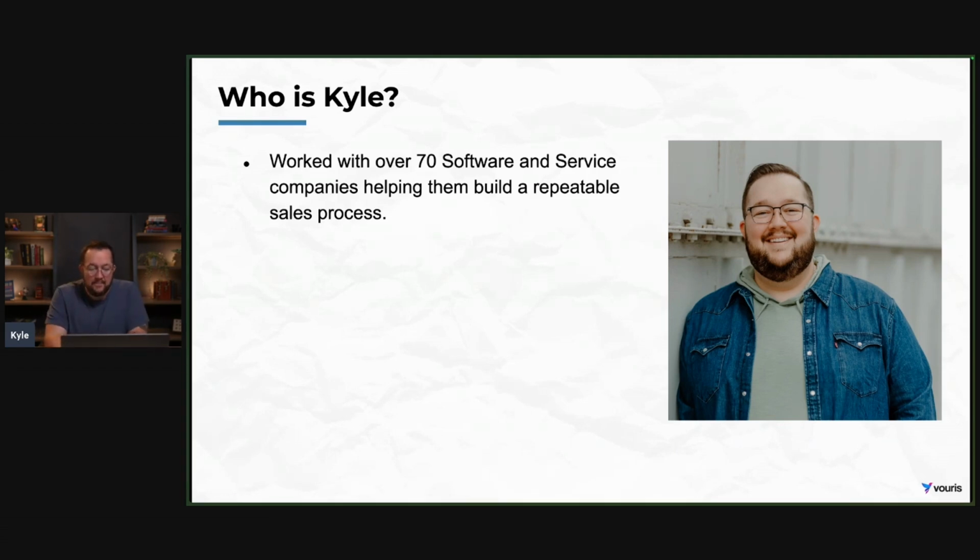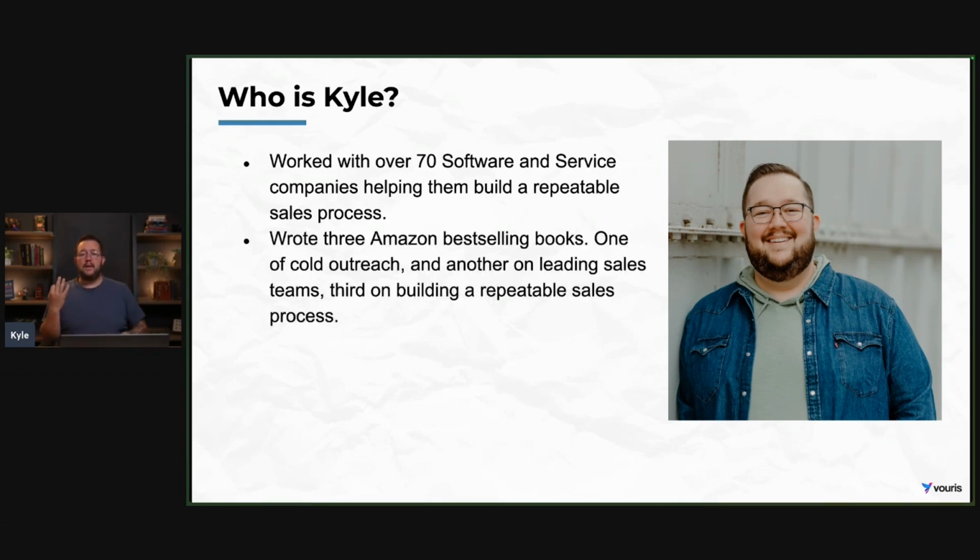We'll see. Okay. Second thing here is I've written 3 Amazon best-selling books. One is on cold outreach, called Cold to Committed. The other is on building sales development functions, which is called the Sales Development Framework. And the most recent one is called 16 Steps to Repeatable Sales. It's about how to build a repeatable sales process. For all of them, you can just type my name in on Amazon and you'll find them.